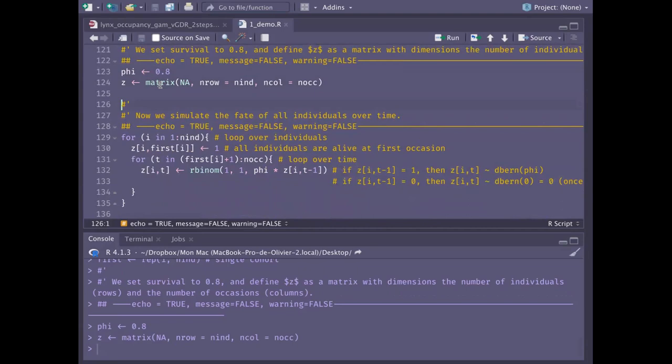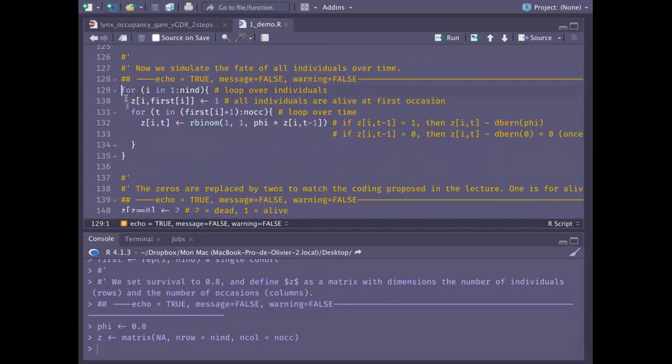So we actually simulate data. It's a good way to understand better how the model works. Instead of using the model to estimate parameters, you use it to simulate data. So we go through a loop of all individuals. At first sampling occasion, the state is alive, so one. And then you go through all the subsequent sampling occasions, from first plus one, so two, up to five, the number of occasions.